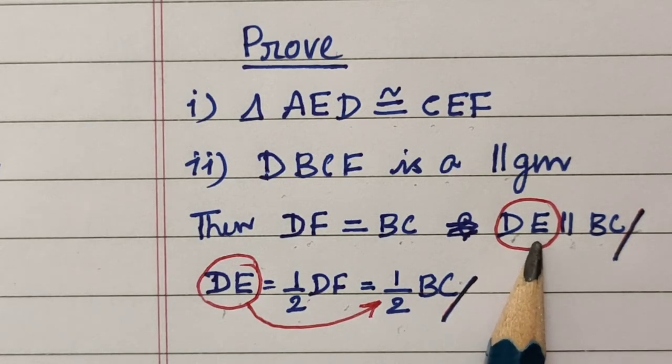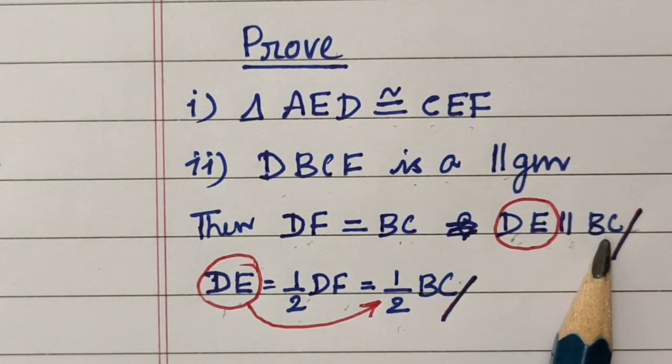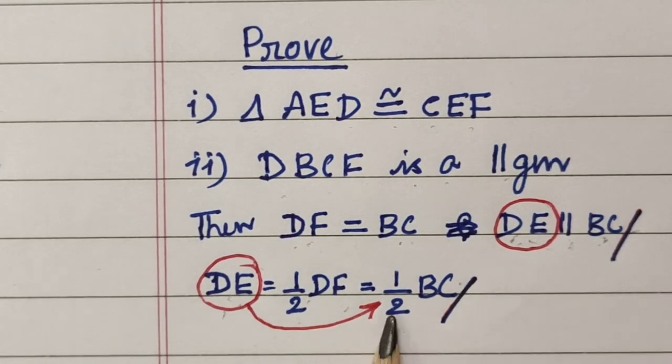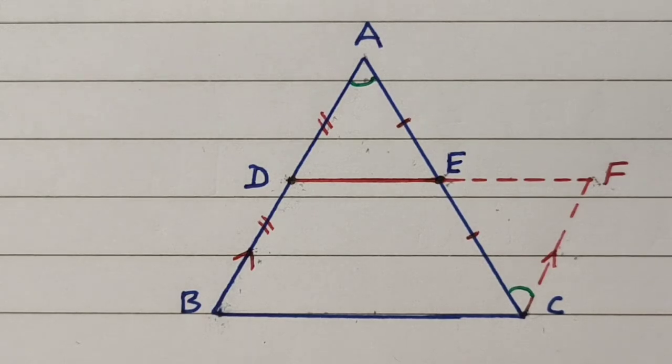That is, the line segment joining the midpoints of any two sides of a triangle is parallel to the third side. BC is the third side. Then DE is parallel to the third side, and DE is equal to half of the third side. Hence we have proved it. Let us summarize how we did it.